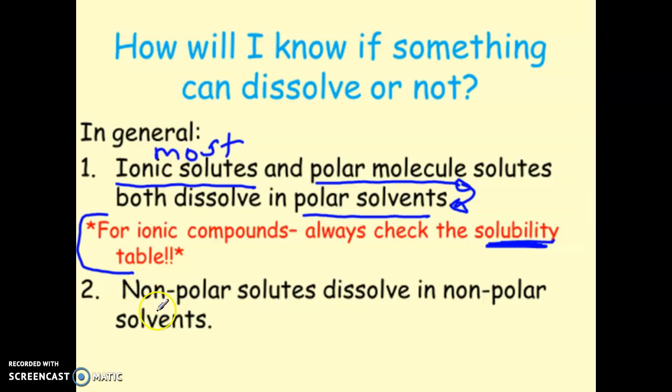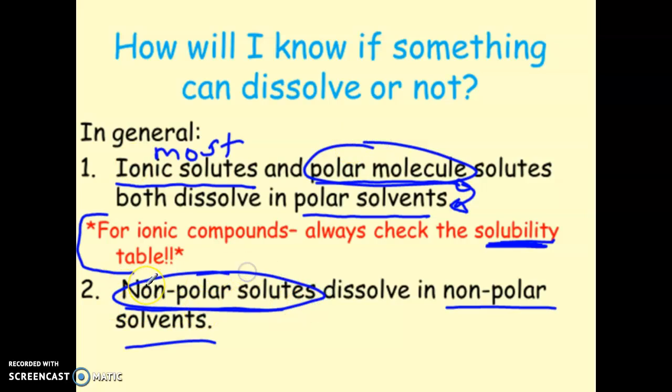Okay, and then of course non-polar solutes are only able to dissolve in a non-polar solvent. So remember, when we're referring to the molecules, we're talking about things that share electrons, right? So non-metals only. Ionic compounds is when we're dealing with our metal, non-metal compounds.